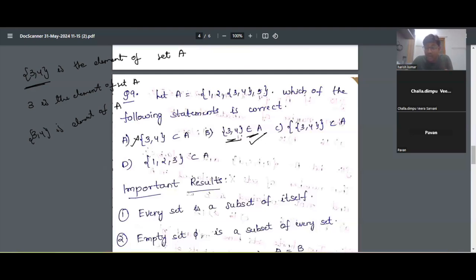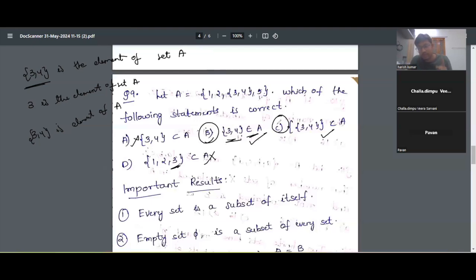Now, the set containing set {3, 4} is a subset of A. This is also correct, right? Because it's a subset. Is {1, 2, 3} a subset of A? No, because 3 is not an element of A. If 3 is not an element of A, how can the set containing 1, 2, 3 be a subset of A? Understood? So both the options B and C are right answers.